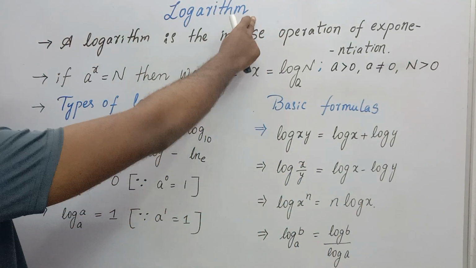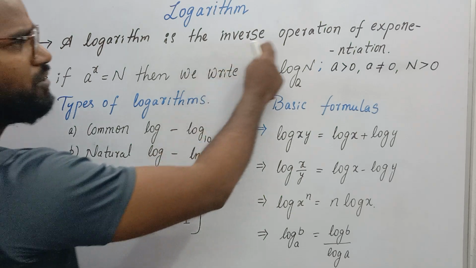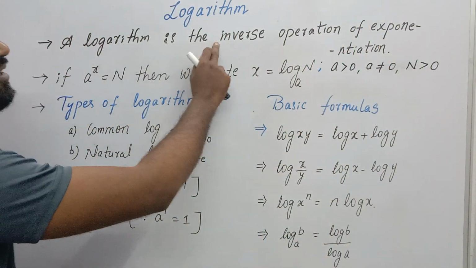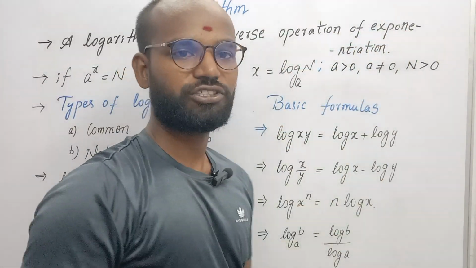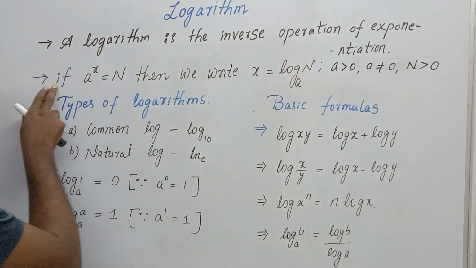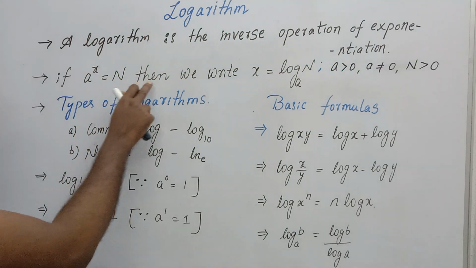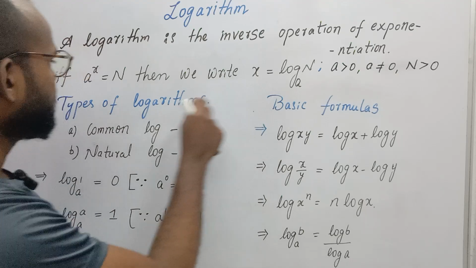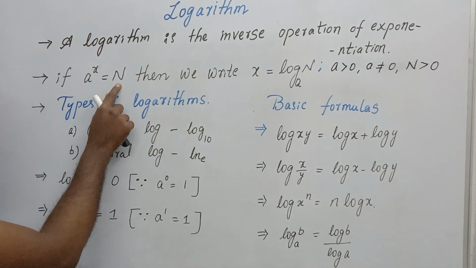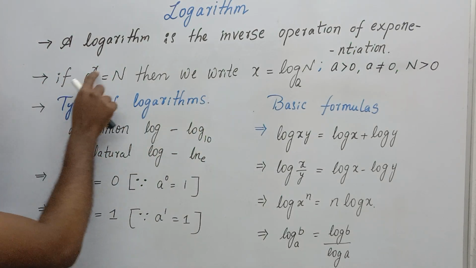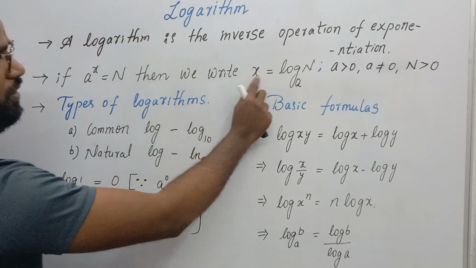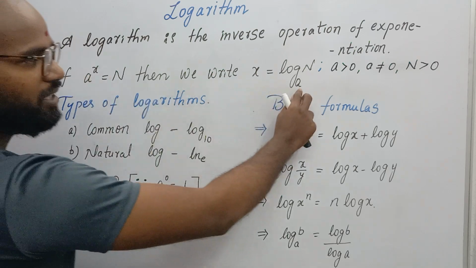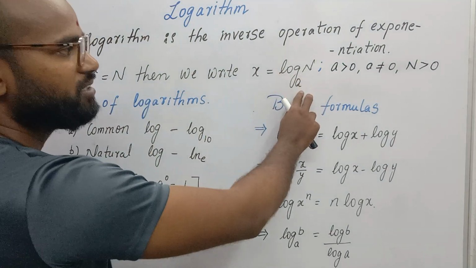See, a logarithm is the inverse operation of an exponentiation. In general, if a power x equals n, then we write x equals log n base a. See here, a power x equals n, then we are writing the exponent as x, and x equals log n with base a.